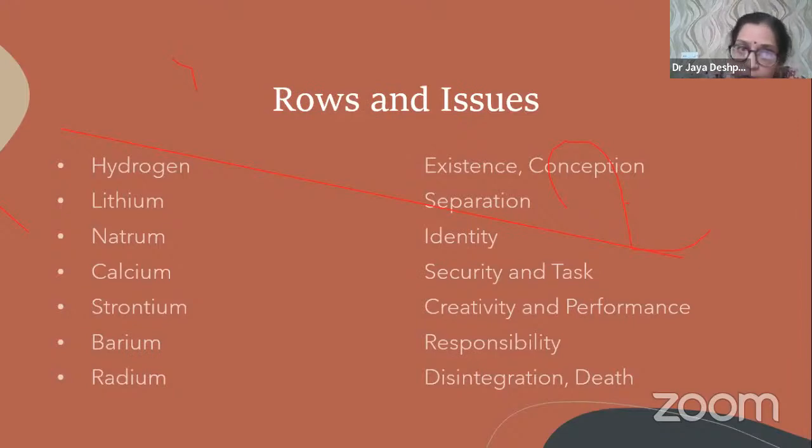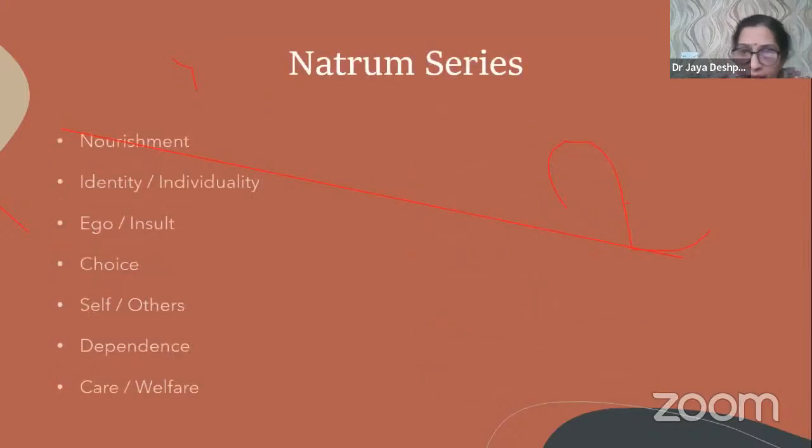The 2nd row, the lithium row, is all about separation. The lithium row is something we call the womb row, so it's all about the birthing process. The 3rd row is the natrum row, which is more about identity. The 4th row is the calcium row, which is about security and task. The 5th row is the strontium row, which is about creativity and performance. The 6th row, barium row, is about responsibility. And the 7th, radium, is about disintegration and death. So these are all the nuclear elements, the highly reactive ones. We'll talk about the Natrum series today.